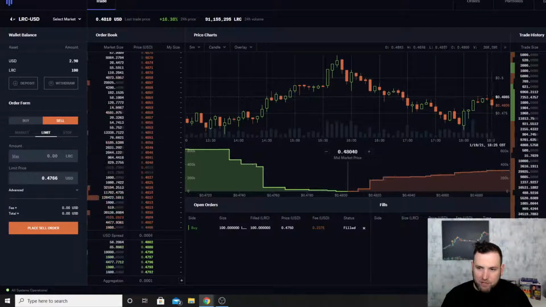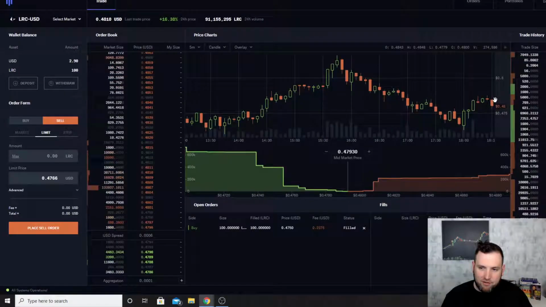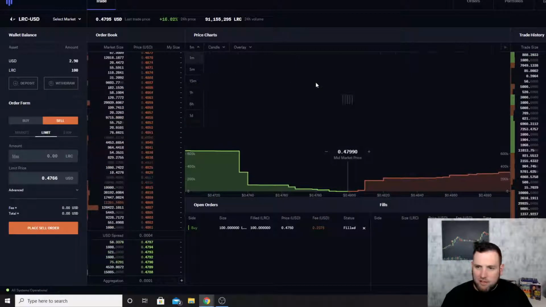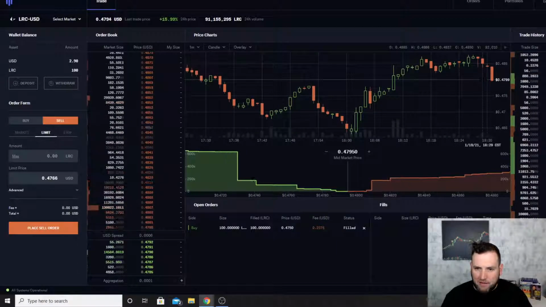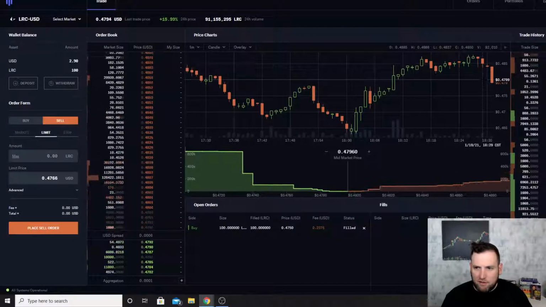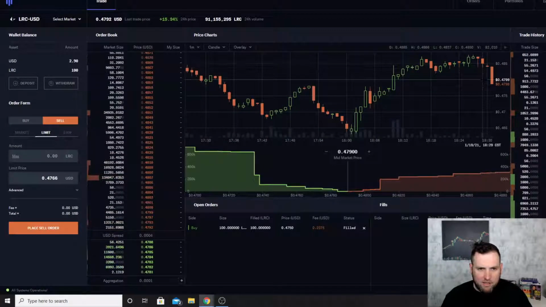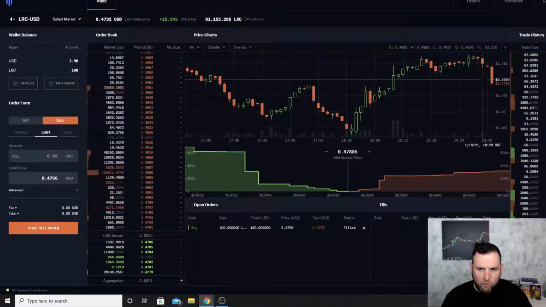Oh, we did get rejected at that 49 cent area, so this is starting to come back down a little bit. Let's check this on the 1 minute. Yeah, a little pullback there. Let's see that 47. Kind of that 48 cent area I'd like to see hold up as some support.